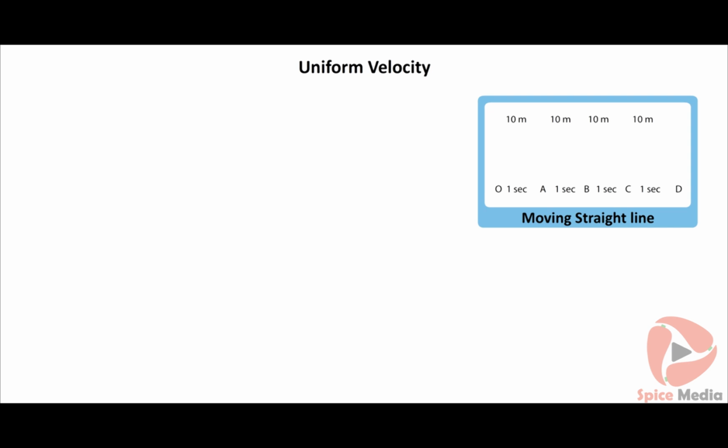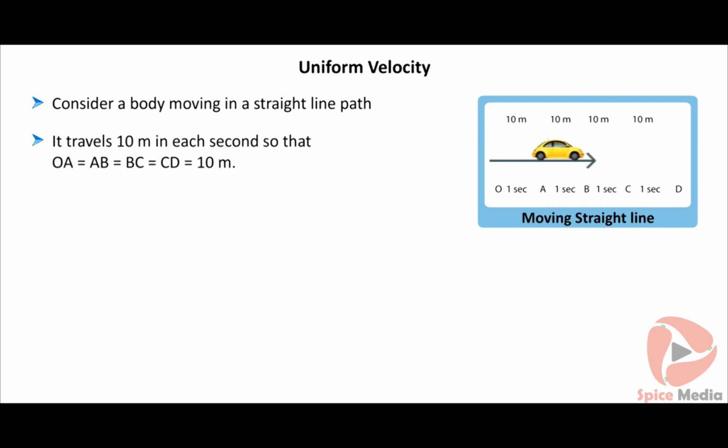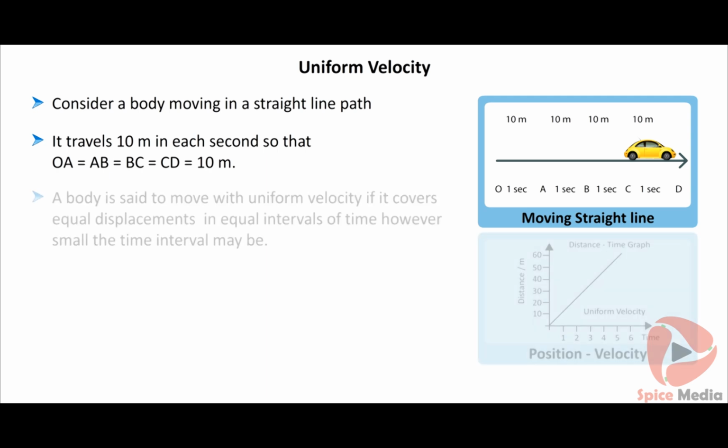Next, we will see the uniform velocity. Consider a body moving in a straight line path. It travels 10 meters in each second so that OA is equal to AB is equal to BC is equal to CD is equal to 10 meters. So, its displacement is the same for each second. Velocity is equal to 10 meters per second towards right.